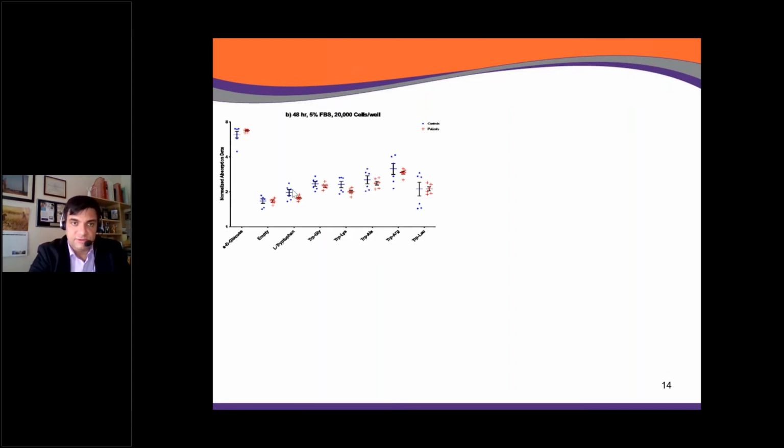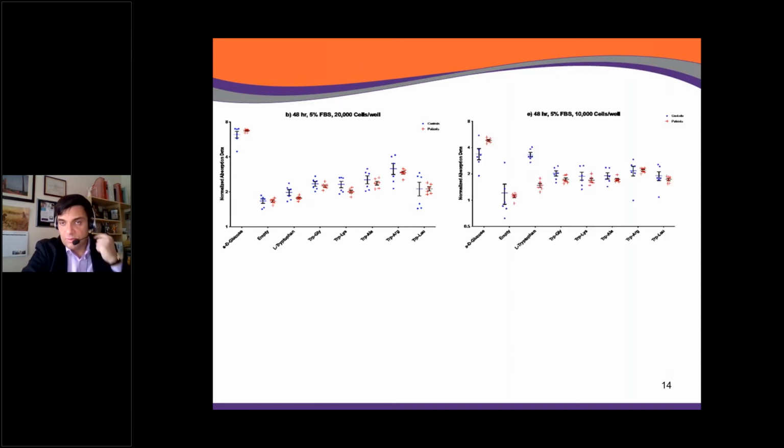This is the original protocol, and you can see in blue controls and in red the ASD samples. And here we have when we change one parameter at a time. So in this case, we cut in half the number of cells per well.